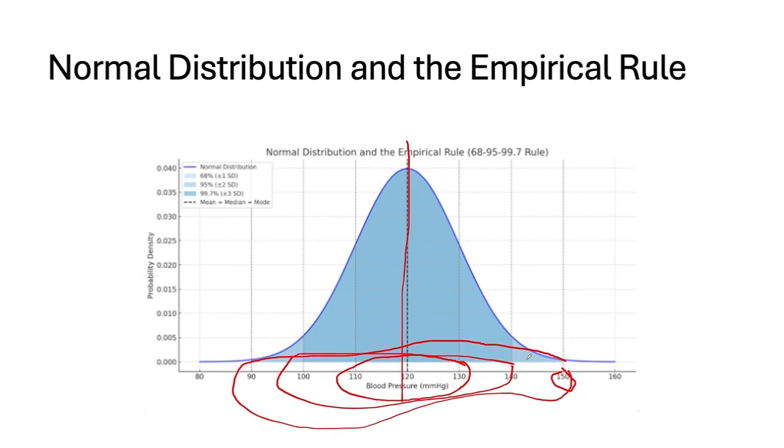So if the average blood pressure is 120 with a standard deviation of 10, 68% of patients will have blood pressure between 110 and 130, 95% of patients will fall between 100 and 140, and 99.7% of patients are within 90 to 150.